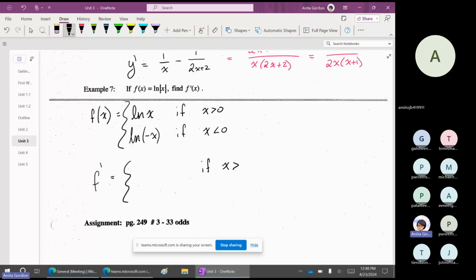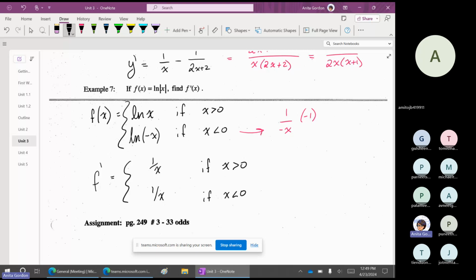If x is a positive value, what's the derivative? 1 over x. If x is a negative value, oh, right, it's chain rule. It's going to be 1 over negative x times negative 1 because I have a negative inside the ln, which makes it a chain rule. The negatives cancel out. So I have 1 over x again. Does that make sense? Yep.